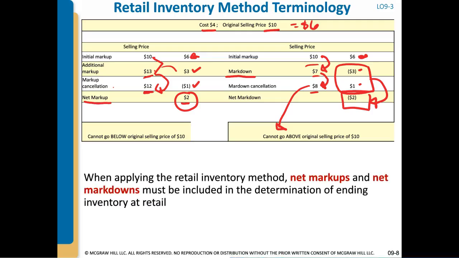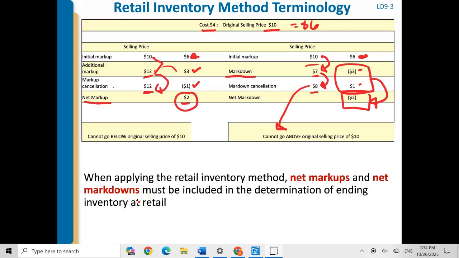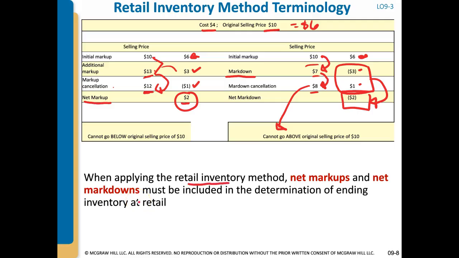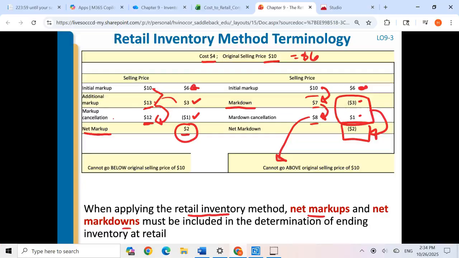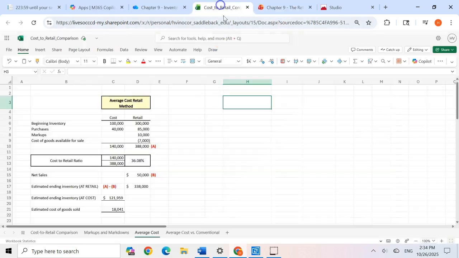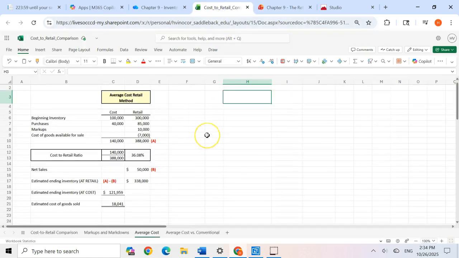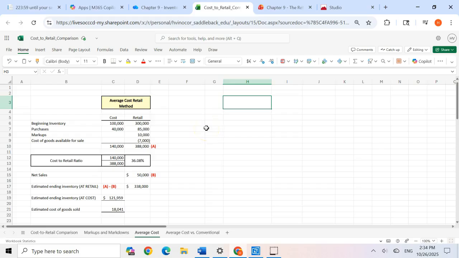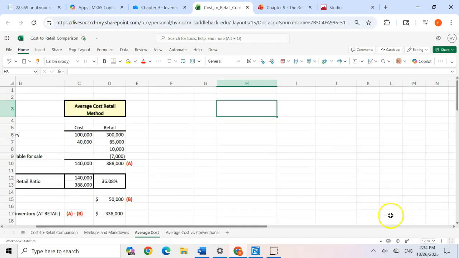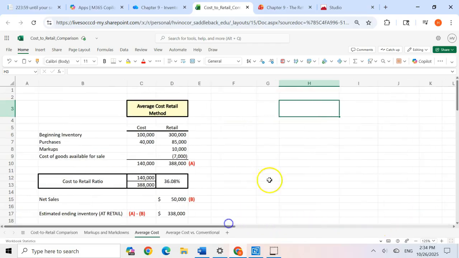And when we calculate the retail inventory method, the net markups and markdowns have to be included in the determination of the ending inventory at retail. Let's go to a very quick example here. And this is the average cost retail method. Let me make this a little bigger. Here we go. It's a little better.